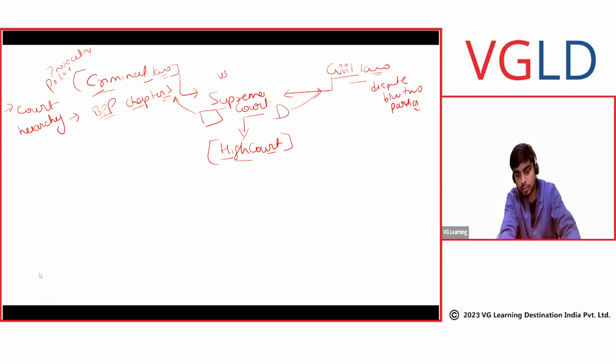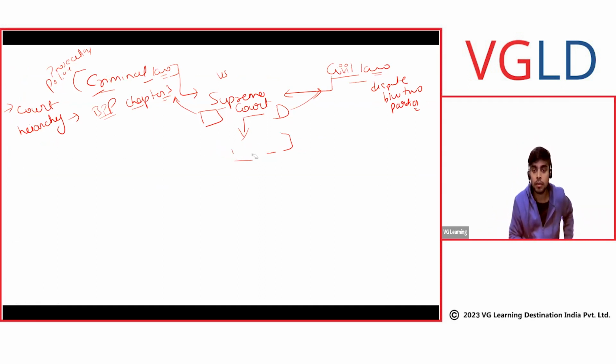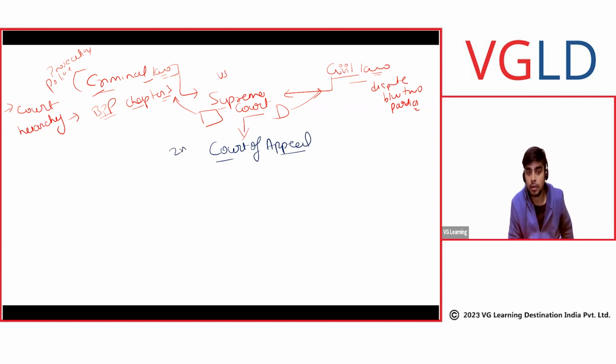The second highest court is called the Court of Appeal. Okay, this is the second highest court. First is the Supreme Court, second is the Court of Appeal. And the Court of Appeal again has two branches: the criminal division, and this is for the civil division.